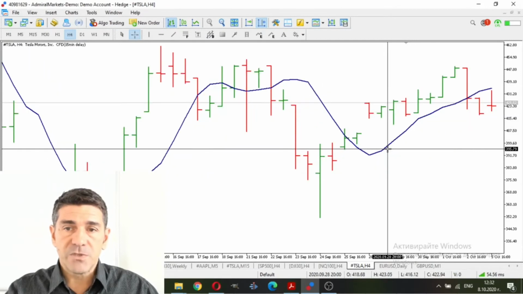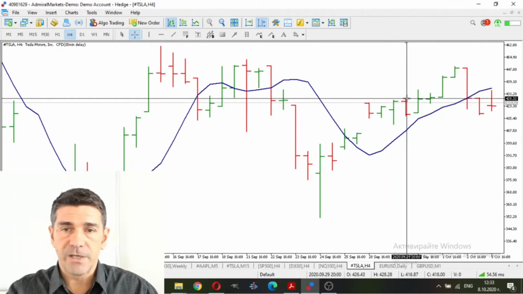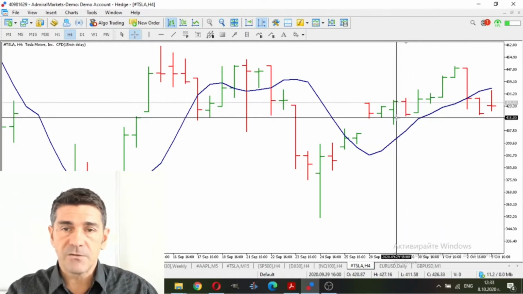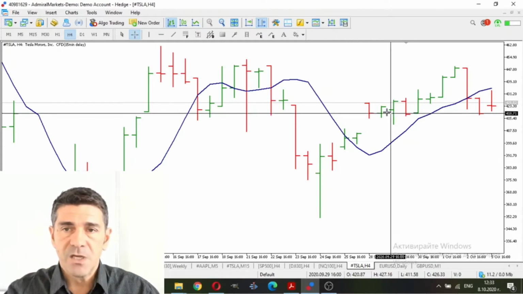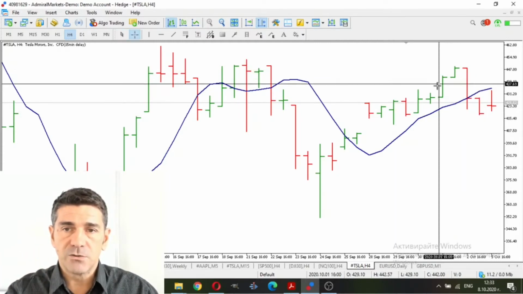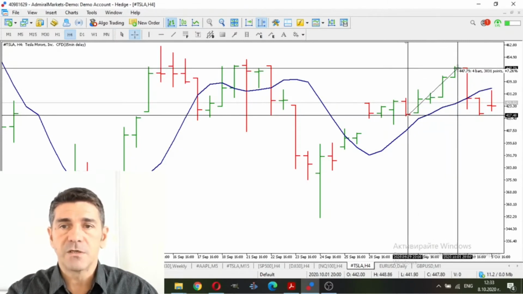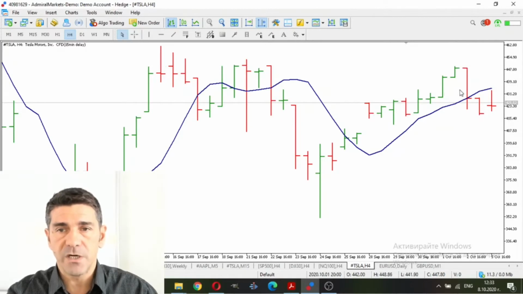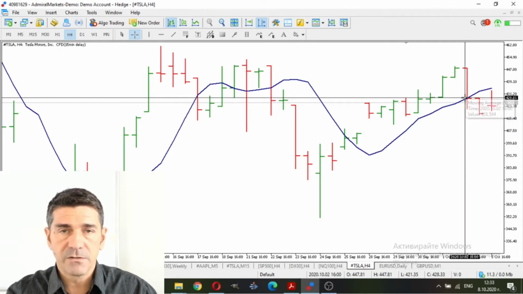So what does a moving average represent? Imagine that we are in this period of time. We take the last 5 close prices and we calculate the average price of these 5 closing prices. Let's start from here. We've got 1, 2, 3, 4, 5. Between these 5 prices, what is the average? The average is going to be somewhere around here, right? So here is the point of the moving average.